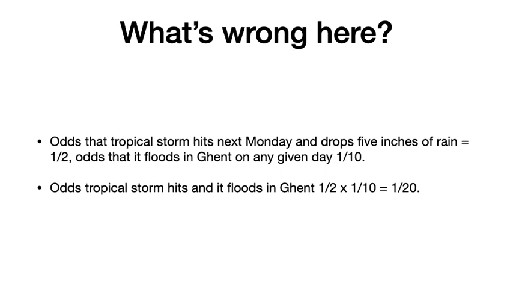Well, look, if you think about it for a second, you know this has to be wrong, right? If this is a part of Norfolk that's prone to flooding and a tropical storm hits that drops 5 inches of rain, a whole lot of rain, the odds that it floods in Ghent are pretty much 100%, right? 1 out of 20, that's crazy. That is wrong, right? The right answer should be 1/2, right? If the storm hits, it's going to flood.